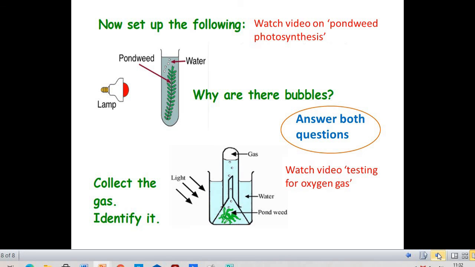So what we've got is a lamp, we've got a boiling tube, we've got some pondweed and water, and there's bubbles there, look. So watch that video, pondweed photosynthesis, and then the bottom one, watch video on testing for oxygen gas. And you can see that set up. We've got pondweed, we've got bubbles going up, we've got the gas displacing the water there, and we've got light. So answer both questions in your booklet, please, after you've watched the videos.